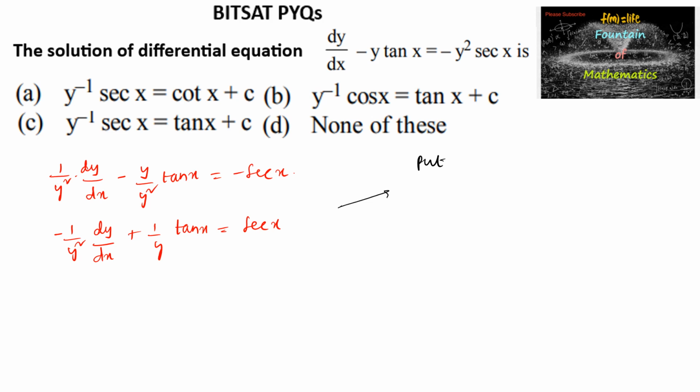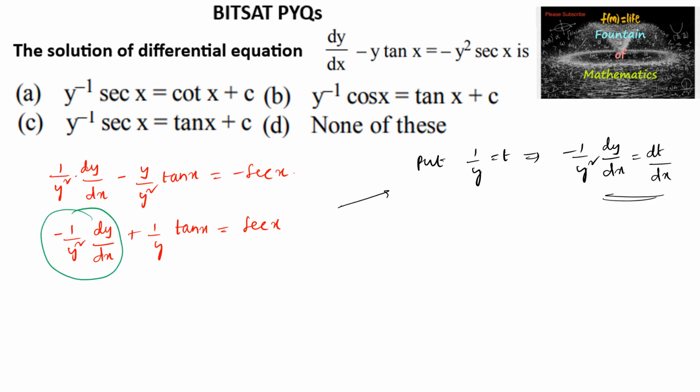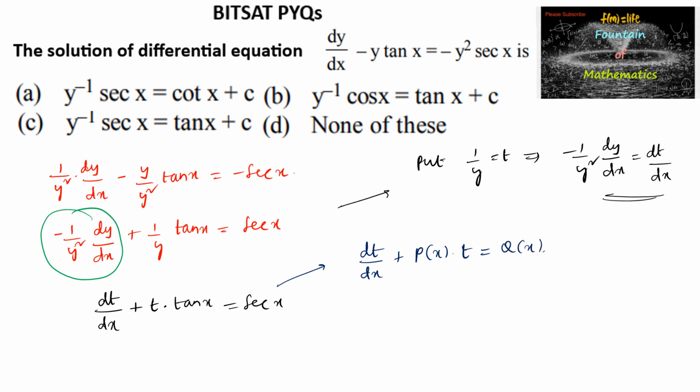Let us substitute: put 1 upon y is equal to t. So we'll get minus 1 by y square dy by dx is equal to dt by dx. So we can write minus 1 by y square dy by dx as dt by dx plus 1 upon y, that is t into tan x is equal to secant x, which is in the form of dt by dx plus p of x into t is equal to q of x, and hence its integrating factor is e power integral p of x dx, and the general solution, that is t into integrating factor, is equal to integral of q of x into integrating factor dx.